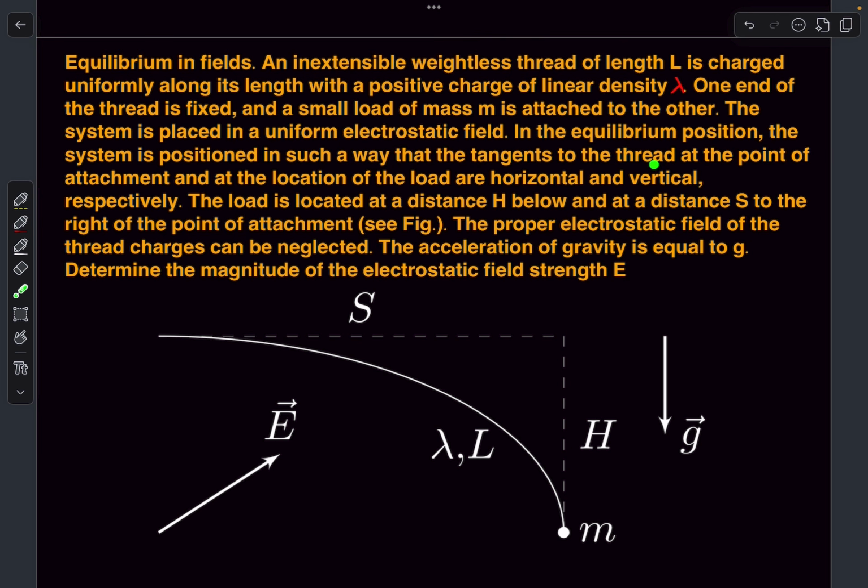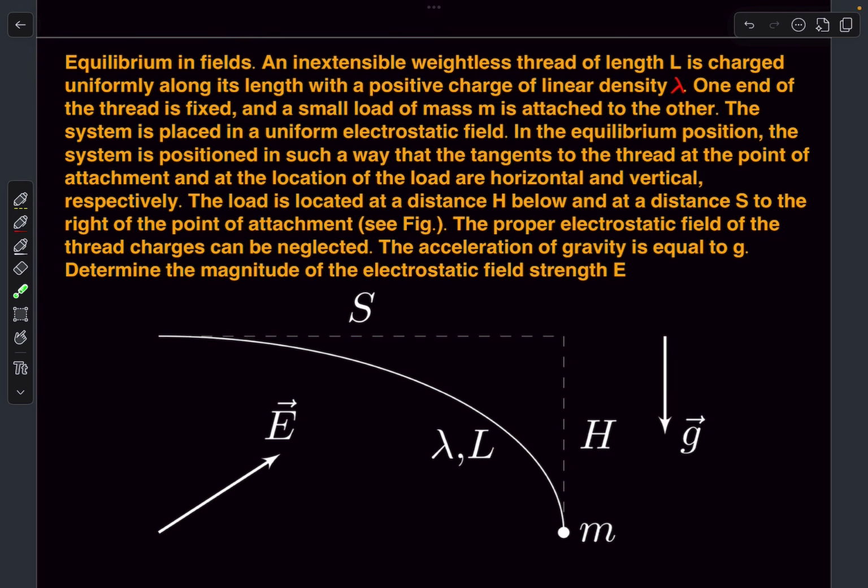It's given that the system is positioned in such a way that the tangents to the thread at the point of attachment and at the location of the load are horizontal and vertical. So what they're trying to say is, at the point where the thread is fixed, the tangent to the thread is horizontal, and similarly the tangent to the thread at the load's location is vertical.